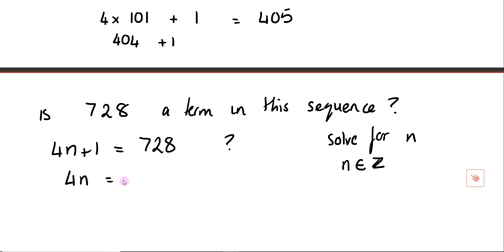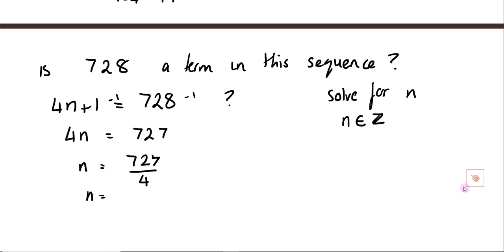So 4n equals, so subtract the 1 first, we get, then we have n equals, which is, I can work it out, but I know it's not going to be a whole number, right? What have we got? 181.7. Okay, so the answer is no.